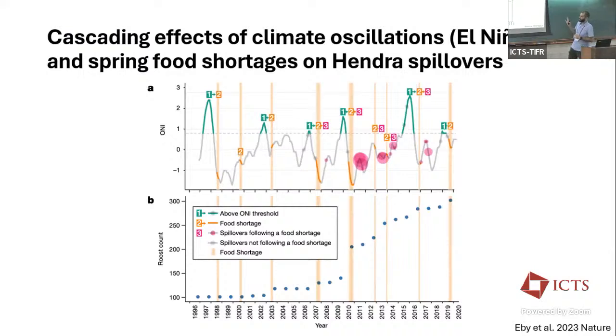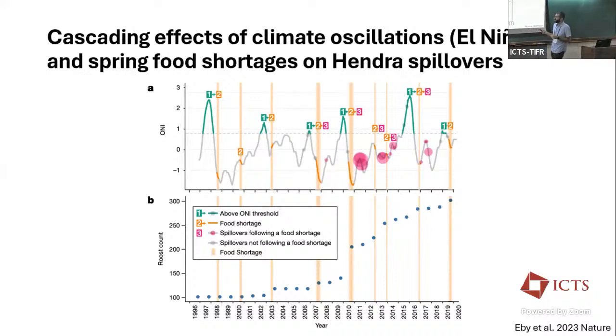So one of the things that they've actually been able to do with this system is take all of this really, really dense data that they have about bats and Hendra virus shedding and spillover events and food shortages, and link it all together into this cascade effect of what the effects of climate and food resources on pathogen shedding are. And so what they've been able to do is show that there's a three-phase process.